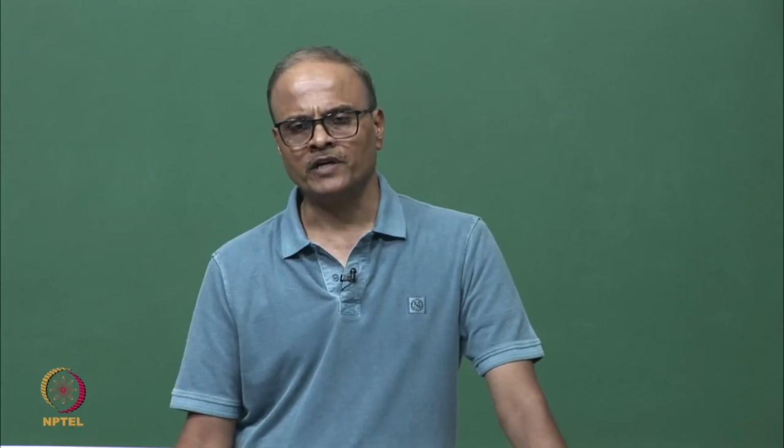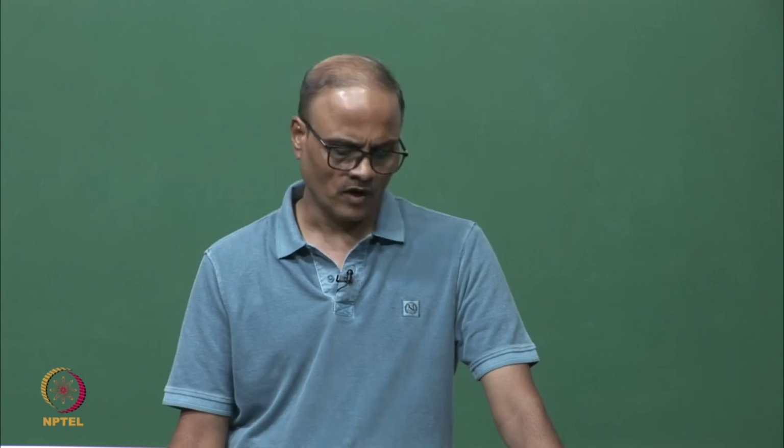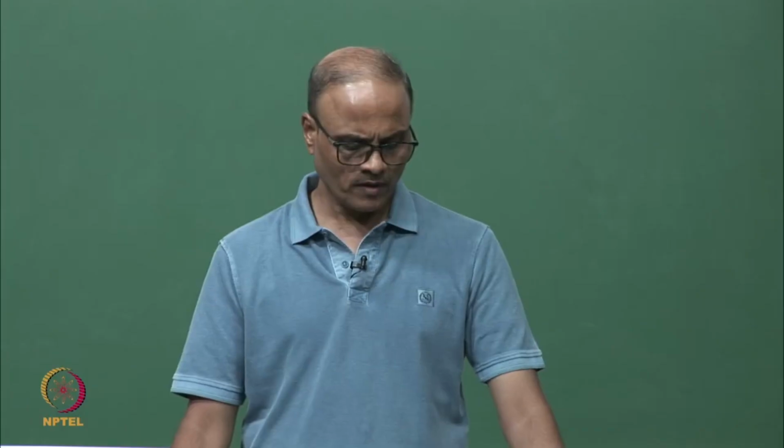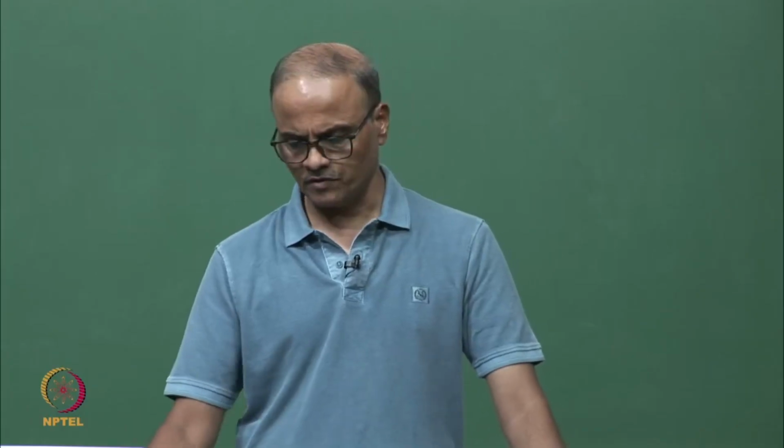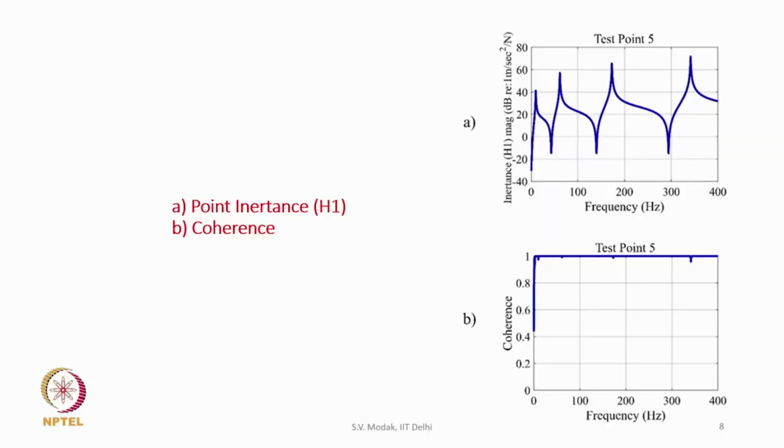Now we perform spectrum averaging, and that gives us the FRF estimate. Let us look at the point inertance and coherence obtained in this manner. We see that the coherence is very good, except at frequency close to 0, the coherence is very good throughout the frequency range, and the FRF estimate also is very good.